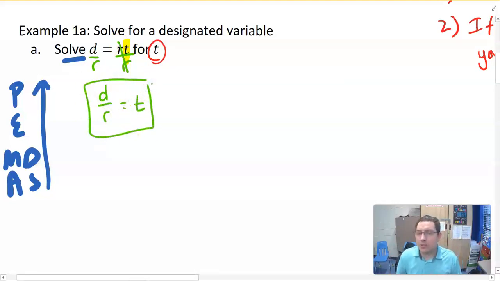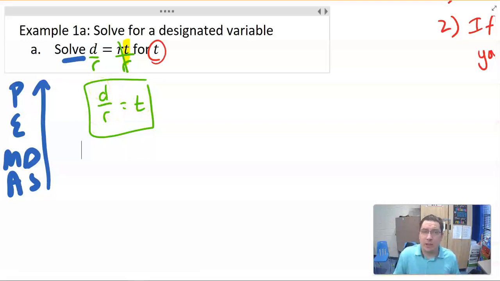And remember, we're asking to be solved for a certain variable. We're asking for that variable to be by itself for its final answer. And so t is by itself. Everything else is on the other side of the equal sign.